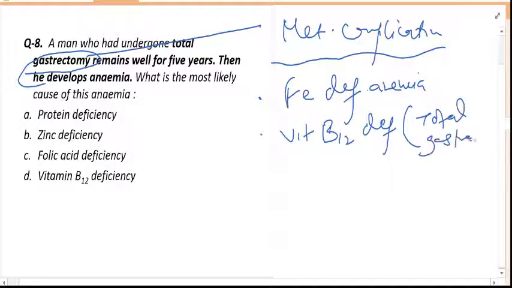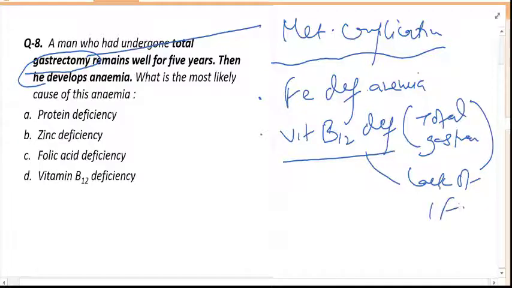because intrinsic factor is released from the parietal cells, and these parietal cells are mainly present in the fundus and body. So in total gastrectomy or proximal gastrectomy, vitamin B12 deficiency occurs because of lack of intrinsic factor. In distal gastrectomy, vitamin B12 deficiency is rare because the proximal stomach will keep on secreting intrinsic factor, which is important for vitamin B12 absorption.